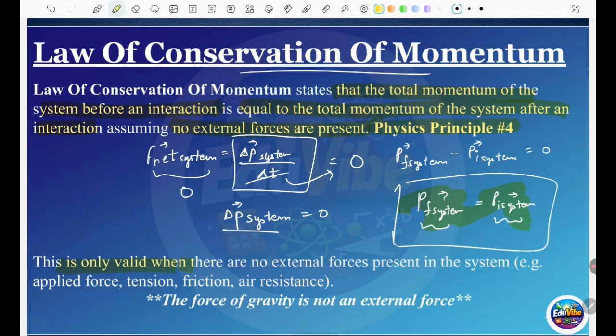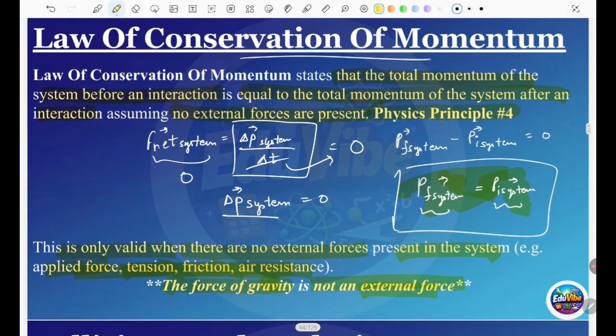This is only valid when there are no external forces present in the system. So no applied force, no tension, no friction, no resistance. If there is no external force, we can say that this will happen. The force of gravity is not an external force. The force of gravity is part of the universe and will always be there, so it is not an external force. External forces are the forces which I mentioned.